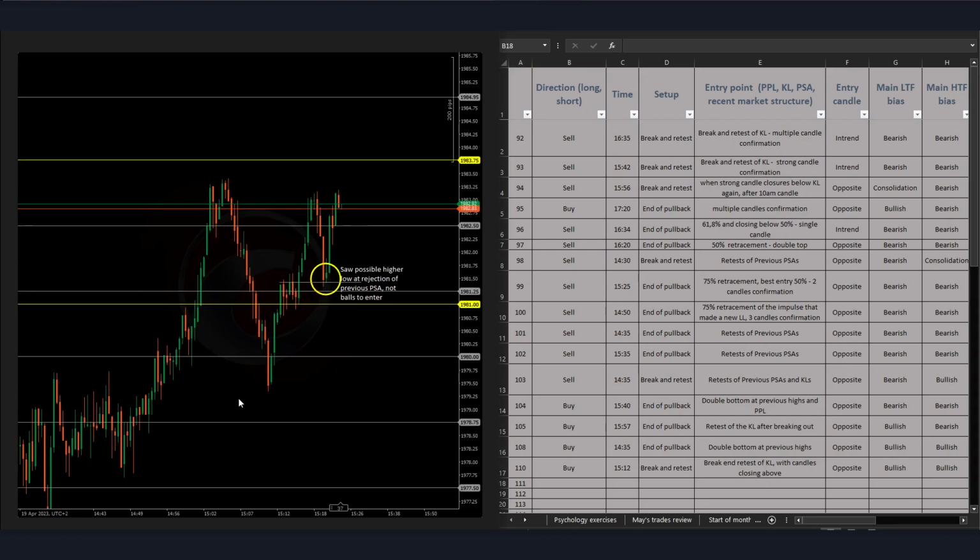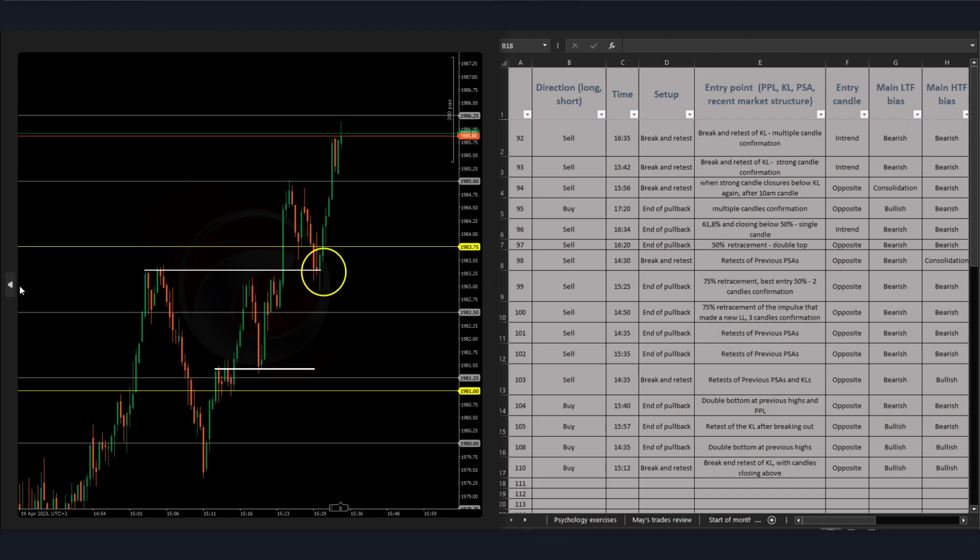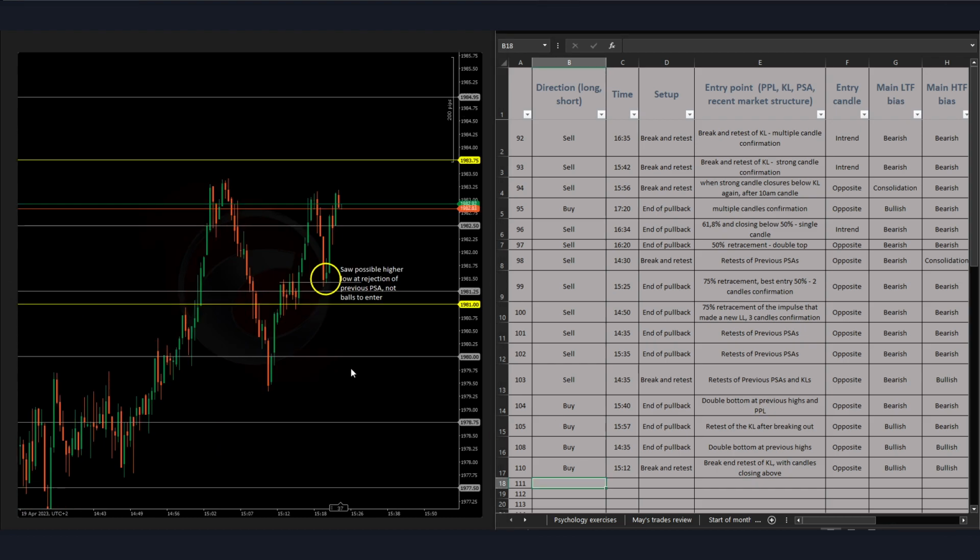Here 111. Okay, so this one, as you can see, it was spotted right away, and it's basically the same. It's just a few minutes later. So this is a buy 15, 16. This is break and retest again. Oh, end of pullback now.